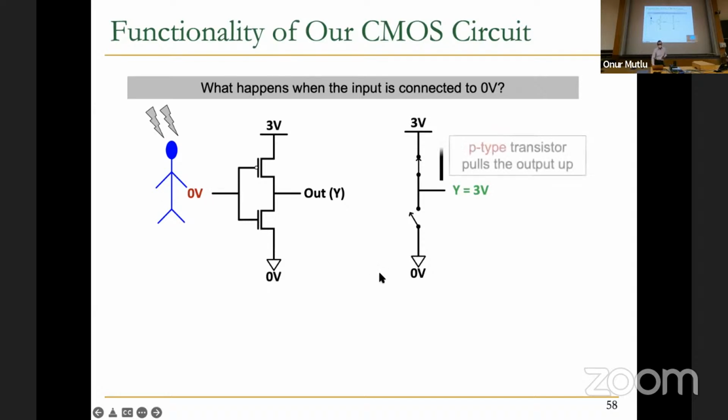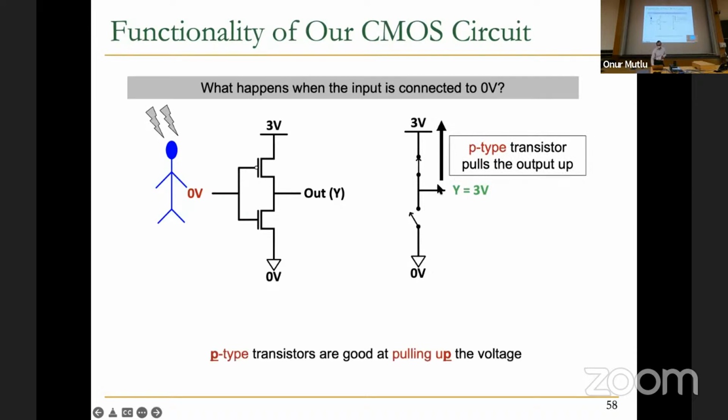Now, if you apply 3 volts, basically the P-type transistor pulls the output up. So P-type transistors are actually good at pulling up the voltage. I kind of use this: P is good at pulling up, right? That's how you remember these things sometimes. And it's easy to forget, even if you know exactly how they operate.